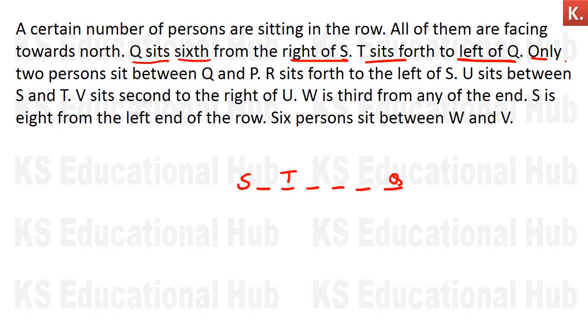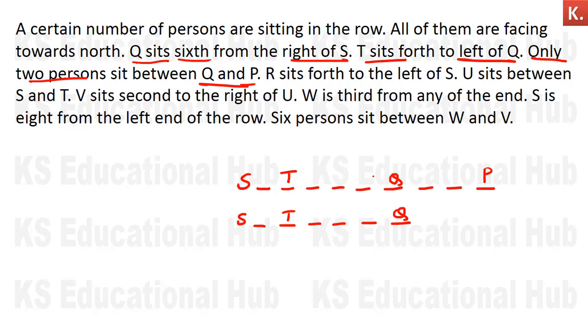The next one is only two persons sit between Q and P. So between Q and P, there is a gap of only two persons. Q is here, 1, 2, so P can be here. It is nowhere mentioned that Q is sitting at the extreme end, so there may be people sitting to the right of Q as well. Therefore, there is one more possibility that we need to place. So Q is here, 1, 2, 3, so P has to be here, according to this possibility.